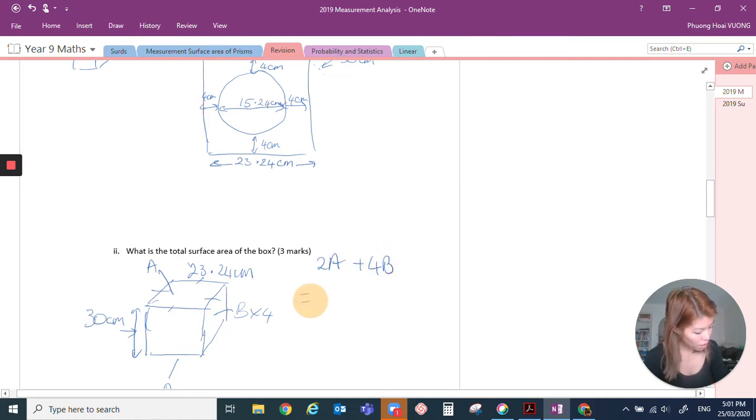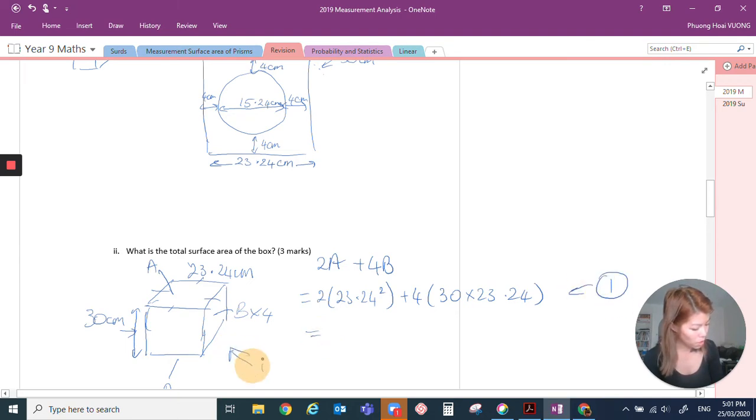Let's figure out what the A's are. The A's are 23.24 squared because they're squared, and the B's are 30 centimeters times 23.24 centimeters. Now, this is the only amount of working out I need, plus maybe a diagram to show me that you understand the question.